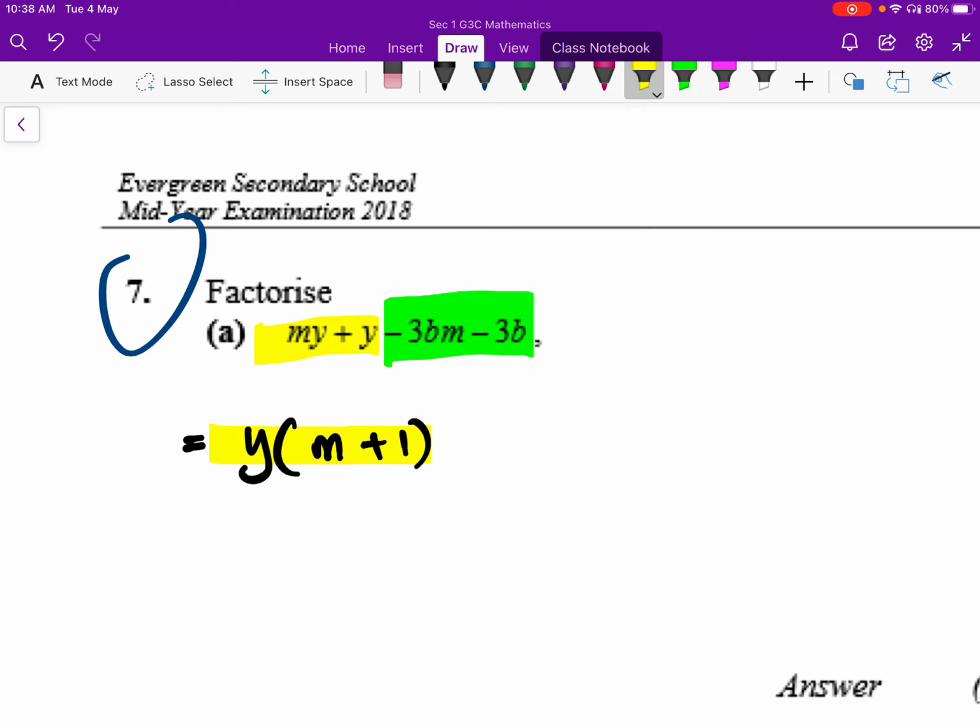Okay, now let's look at the green color, the remaining 2 terms. We've got negative 3bm minus 3b. What is the common factor? I see a negative 3b as a common factor. Negative sign is a common factor, 3 is a common factor, b is a common factor. Negative 3bm divided by negative 3b, you get simply m. Negative 3b divided by negative 3b, you get 1. So this is what is in green.